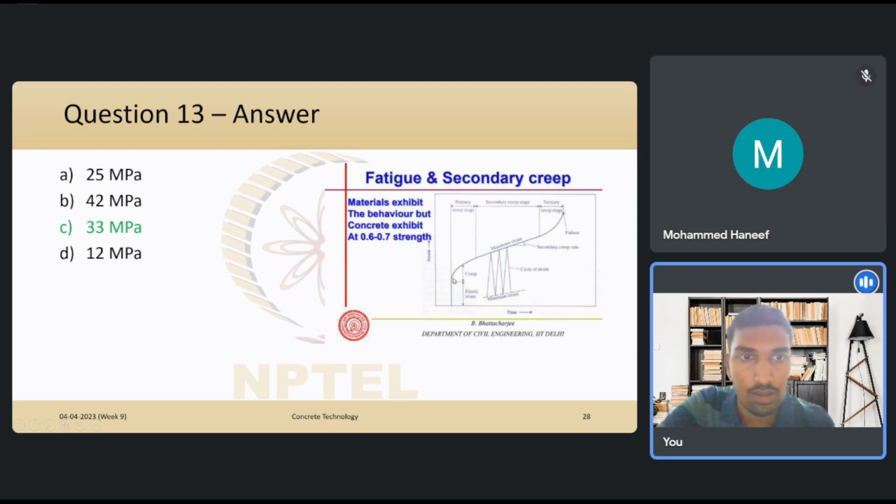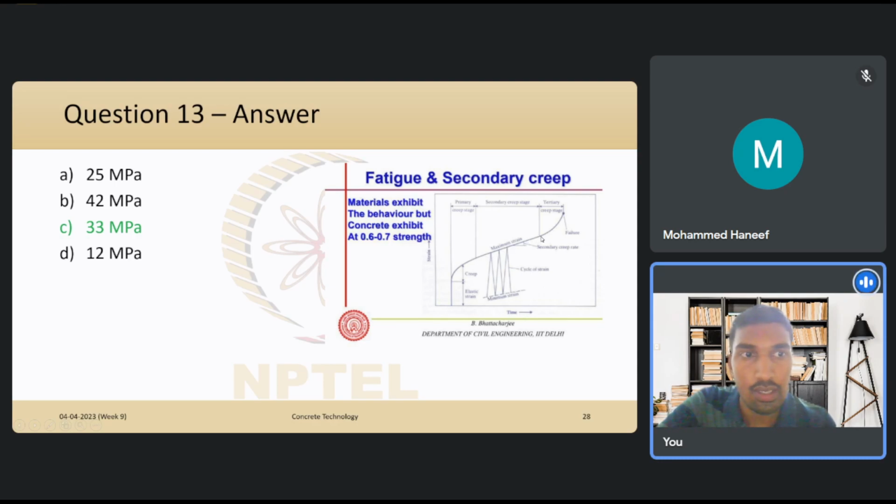When creep is developing, in the initial stage we will see that the rate of increase in strain will be reducing. It will be increasing at a decreasing rate. That is what we call the primary creep stage. And then we will see the secondary creep stage, where the rate is constant, right? So it will be linearly increasing with time. So that is called the secondary creep stage.